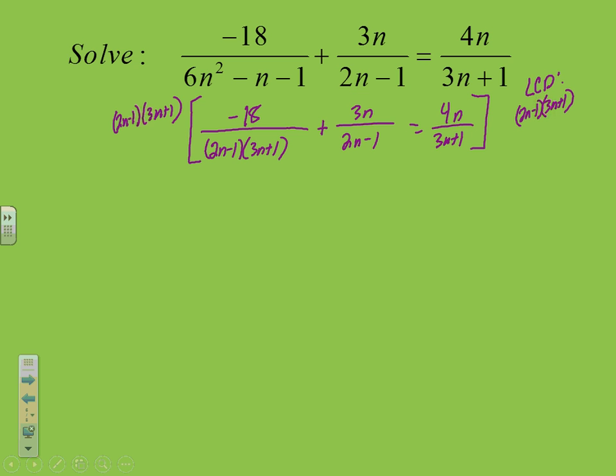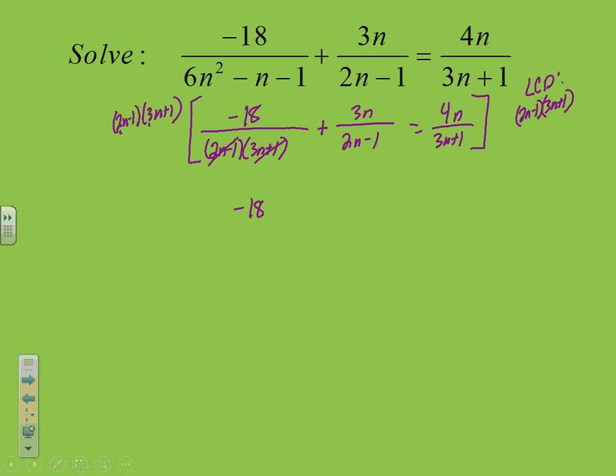Now, instead of actually writing it out each and every time, because that's going to cause things to get a little messy, we can see the 2n minus 1, if I multiplied it through the top of the first term on the left, the 2n minus 1 here and the 2n minus 1 here would simplify to be 1. And the same thing here, this 3n plus 1 and this 3n plus 1 in the LCD would simply simplify to be 1, and I would be left with just the negative 18.